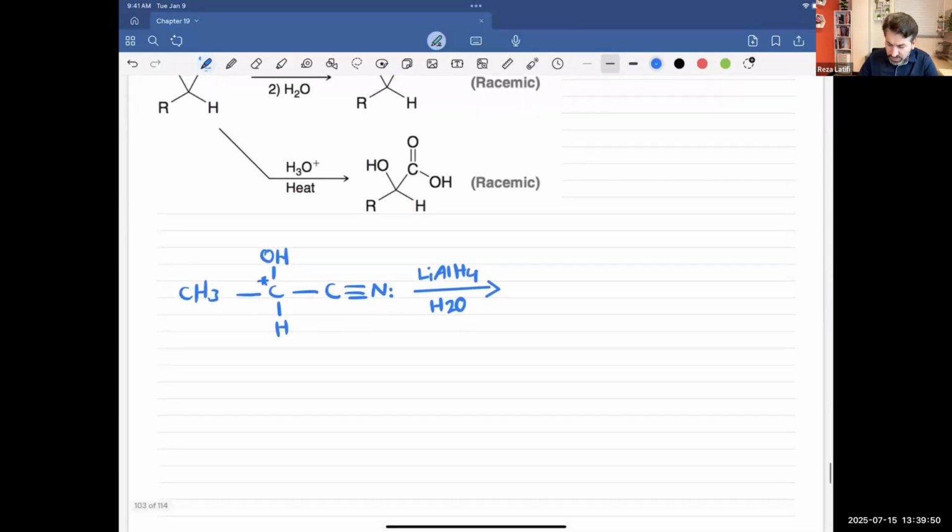Okay, let's practice the first one. The first one, we have a source of H minus, or hydride. The hydride will be my nucleophile, and it will attack one of these centers.